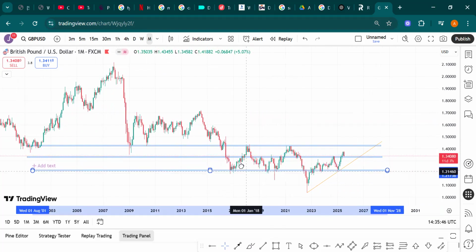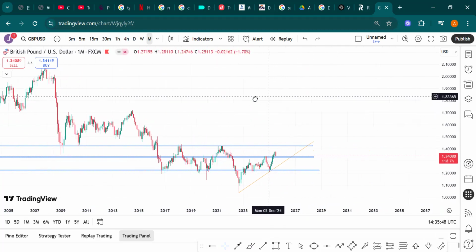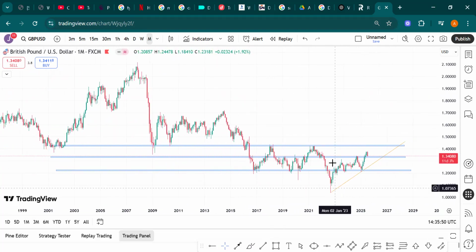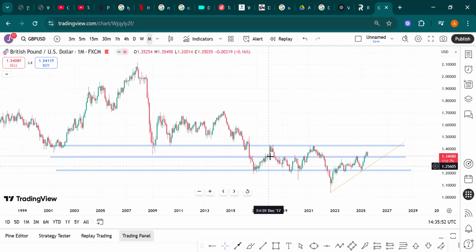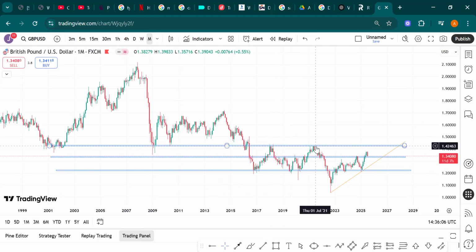Now, because this is the monthly time frame, it will take a lot of time for price to play around these three levels. You can see on the very first level, each candle representing a month, you can see 1, 2, 3, 4. 4 months price was rejected from this particular level.